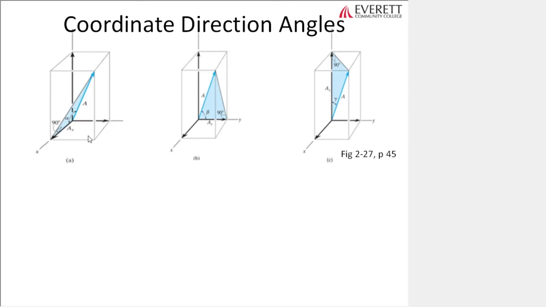We can identify any plane with two vectors that are not in the same direction. In this case, the plane we're identifying has the x-axis and A in it. That's where alpha lives. Beta lives in a plane with the y-axis and A. And gamma lives in a plane with the z-axis and A.